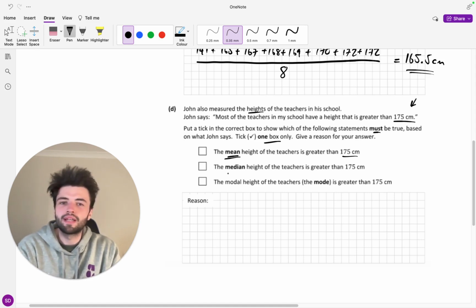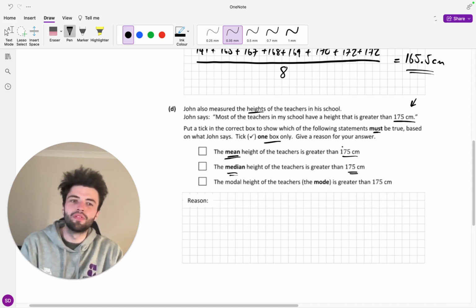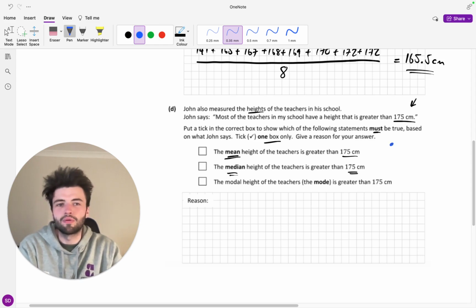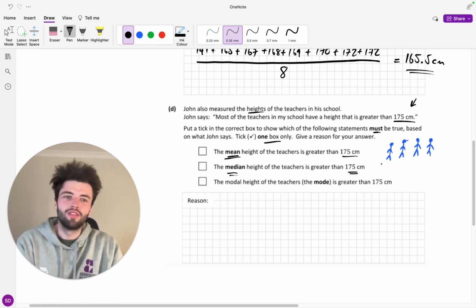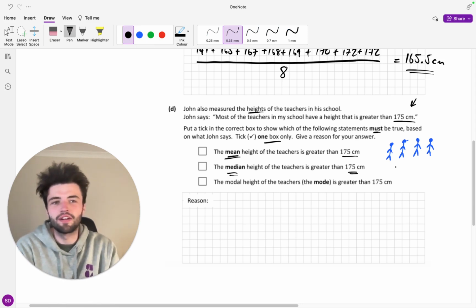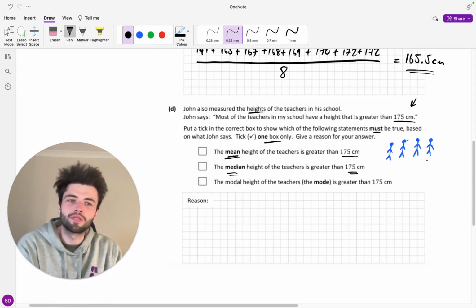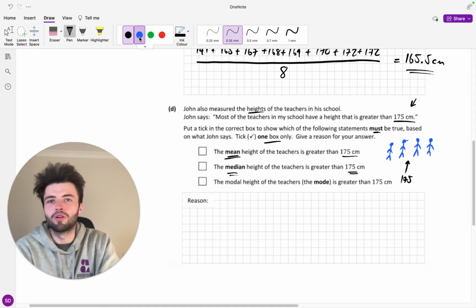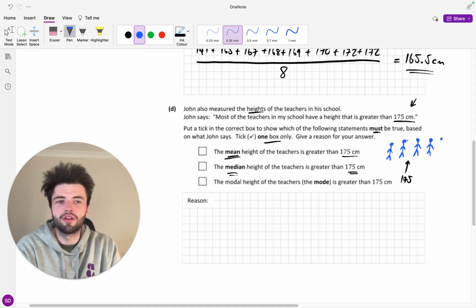The second one says that the median height of the teachers is greater than 175 centimeters. And this is actually the one that has to be true, because if we were to line up all the teachers, so let's take the simple case that there were 4 teachers, we line them up here from shortest to tallest with the classic stick man diagram. If we line up the teachers from shortest to tallest, we can guarantee the median is always going to be in the middle. So if there were 4 teachers, 175 would be the middle limit here, and then most of the teachers would be above that. Of course, it's not actually true for 4, because there is no most when it comes to 4, given that it's an even number.